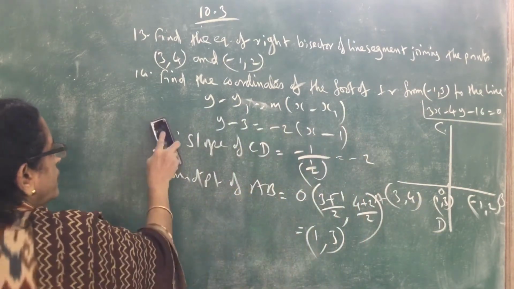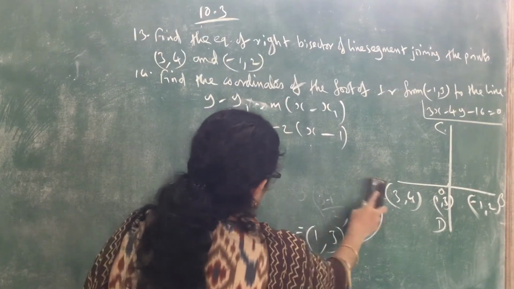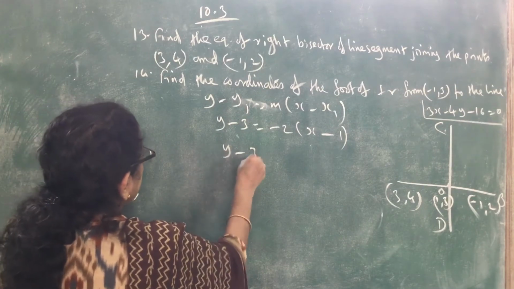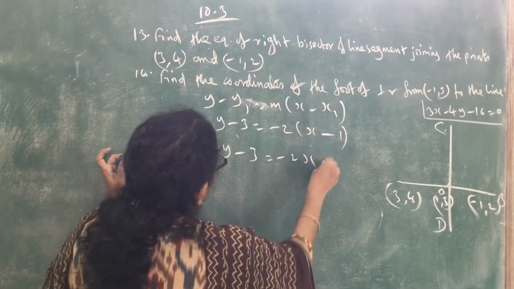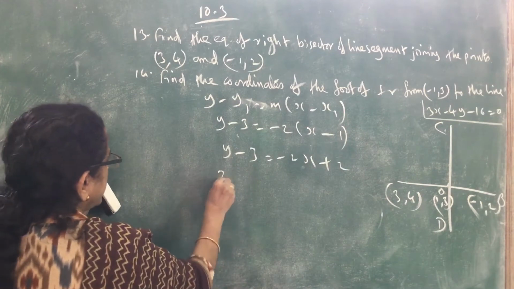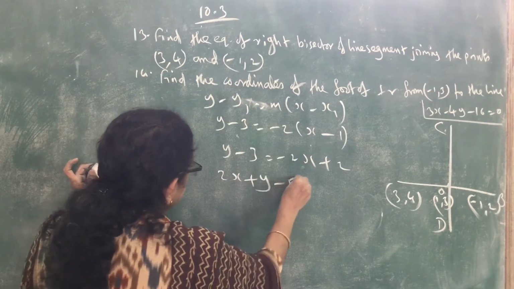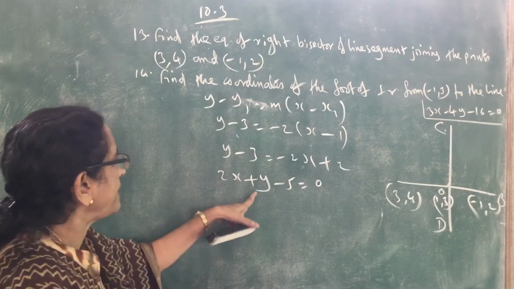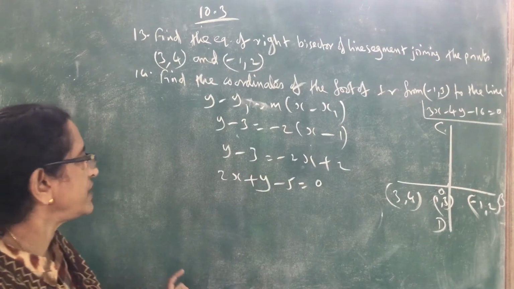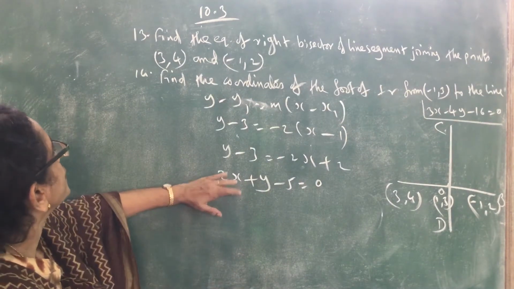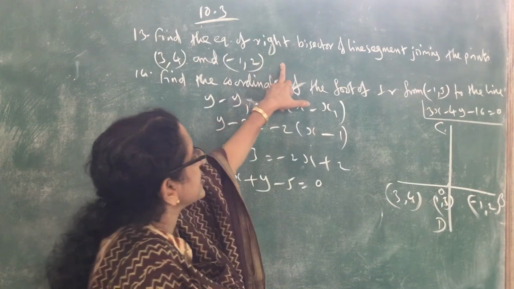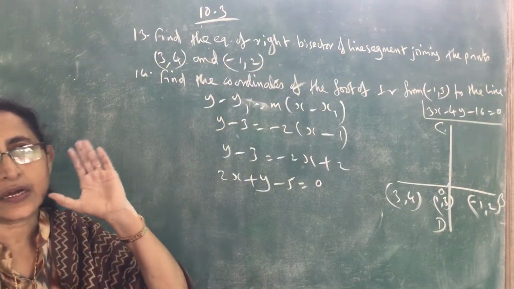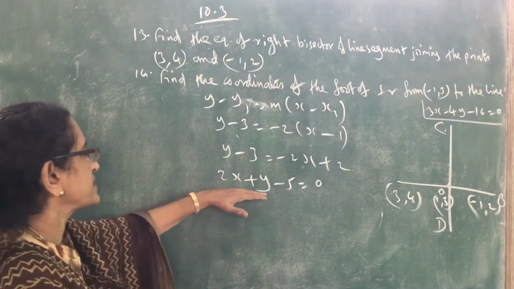Now simplifying that, we will get the equation. So y minus 3 equals -2x plus 2. Taking -2x to this side, it becomes plus 2x. Then plus y minus 3 minus 2 gives minus 5, equal to 0. So that is the equation of the right bisector of the line segment joining these two points. So we got the equation of the perpendicular bisector: 2x plus y minus 5 equals 0.